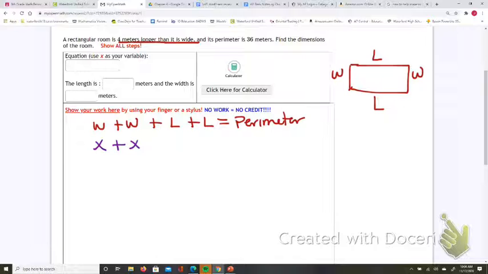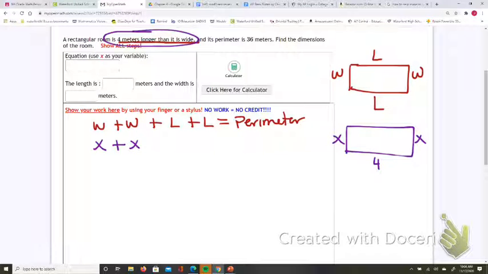Okay, now I'm going to draw a new rectangle over here. So if the width is X, that's those two sides. Well, the length is not 4. There is a 4 up there though, right? It says it's 4 meters longer than it is wide. But it doesn't say that it's 4 meters long. It says that it's 4 meters longer than it is wide. So this side is going to be this width plus 4. So X plus 4 and X plus 4.